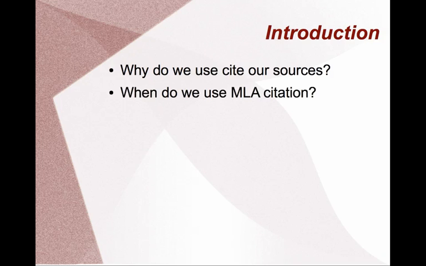So for when we use MLA citation as opposed to other popular citation styles such as APA and Chicago, my rule of thumb is to use MLA for humanities type projects. I typically use APA for more scientific work, so I just make that the distinction between the two of them. There are numerous other citation styles.